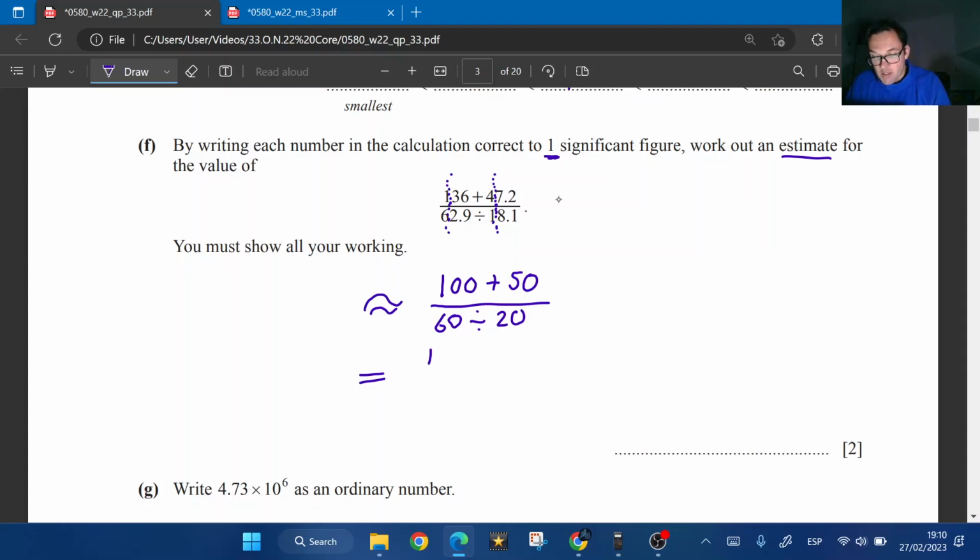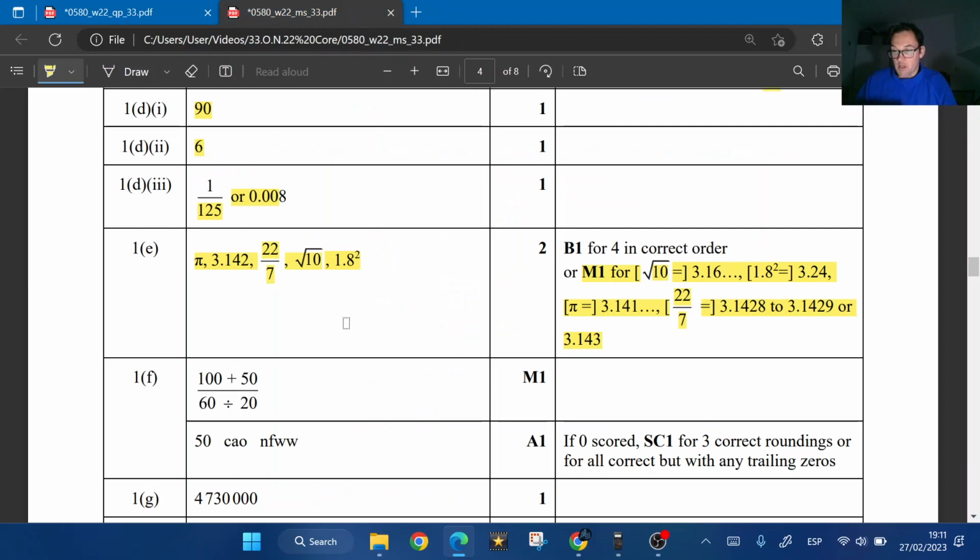100 plus 50 is 150. That's the whole idea of an estimate, that you're able to do it without a calculator. 60 divided by 20 is 3. 150 divided by 3 will be 50. That's what they want. When they say estimate, rounded, show all your working.